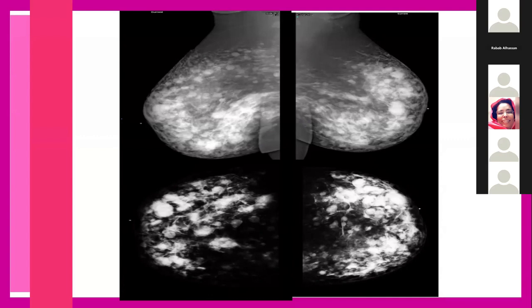multiple bilateral nodules. All these bilateral numerous or innumerable nodules. What is your differential diagnosis in this case? And what is associated with that? The clue for the diagnosis is seen in this image. What is the clue in the CC view? Can I show you the ultrasound? It might give a clue.